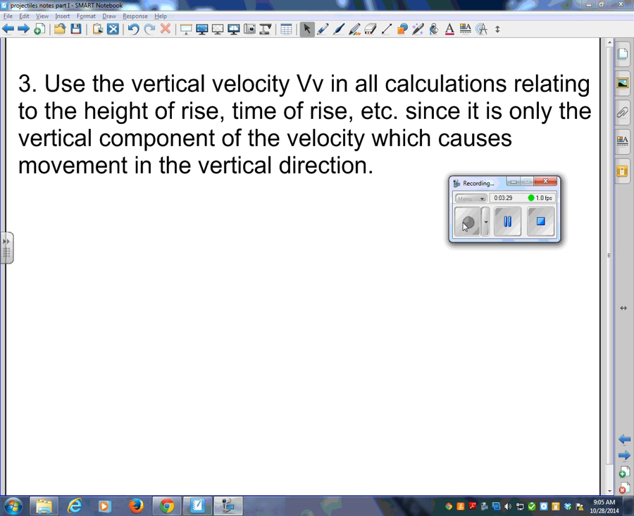And if I were to sum up one thing, a third most important thing, it would be this. Use the vertical velocity VV in all calculations relating to height of rise, time of rise, anything that has to do with going up or down. You must use VV, and in fact, initial vertical velocity might be a better description, since it is only the vertical component of velocity which causes movement in the vertical direction. Vertical handles all the vertical, horizontal handles all the horizontal. You must keep them separate until the very end when you put them together.